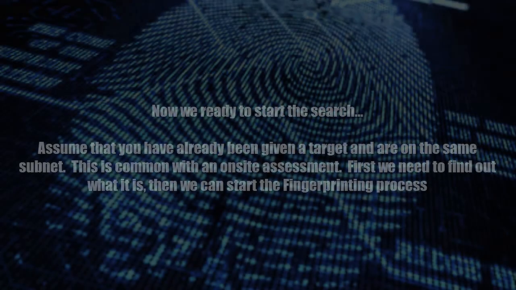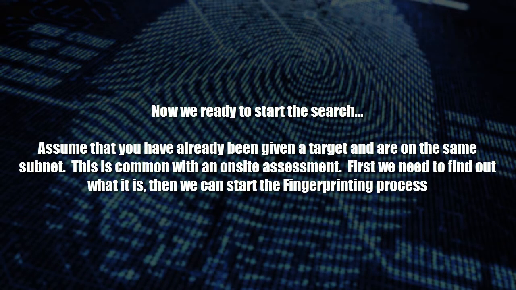Now here's the assumption. You're at an on-site, and you've already been given the target range, and that's going to be the same range as the network that you're going to be on. So as soon as you plug in your attack system, the first thing you need to find out is what that range is. And then you can start the footprinting process.